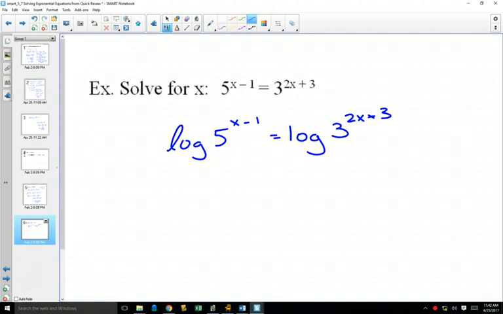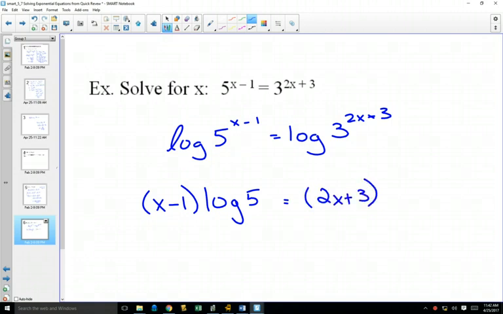Now, I want my x out of the exponent, where right now this x minus 1 is the whole thing, so I can bring that out in front. And I'm going to need to put it in brackets because there's more than one thing there. So that x minus 1, when it comes out in front, I'm going to need to put that in brackets. Same thing on this side. The 2x plus 3 can come out in front.